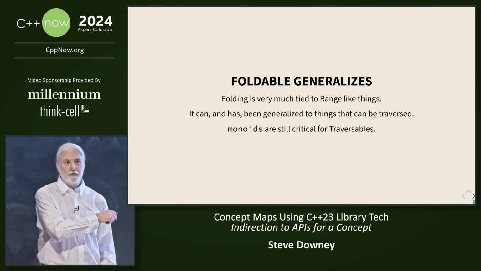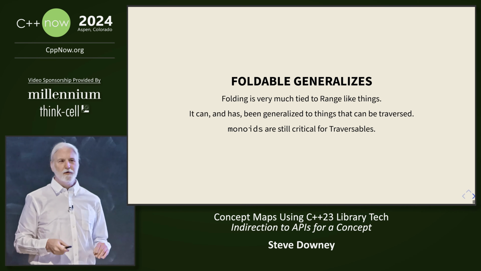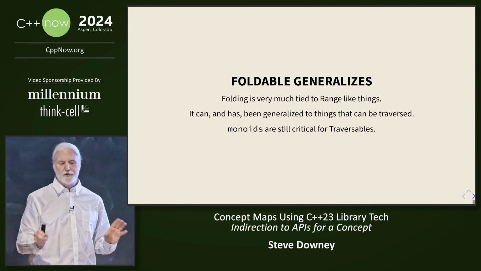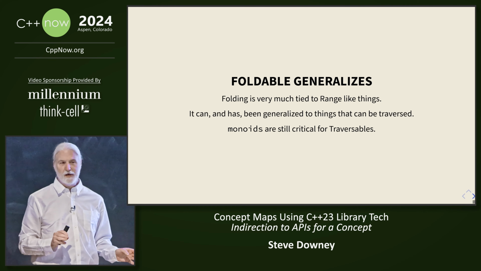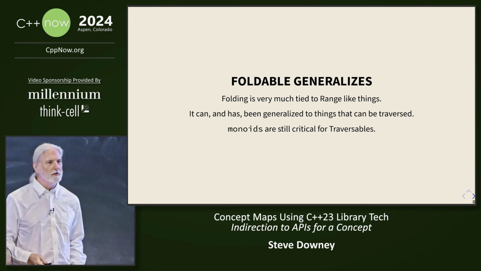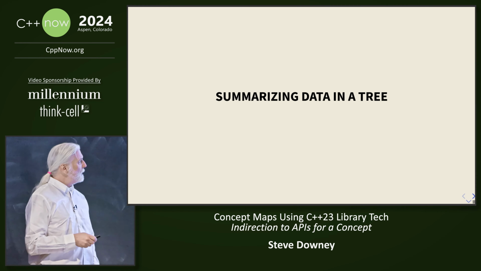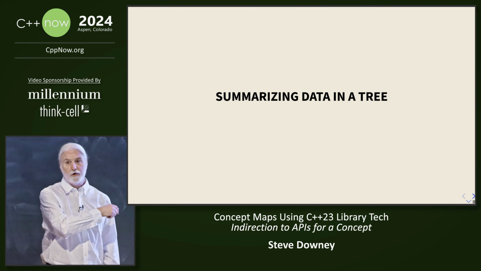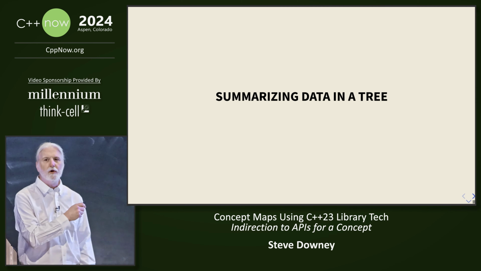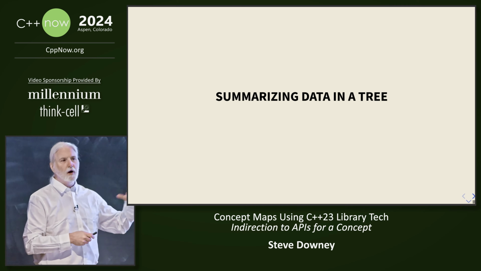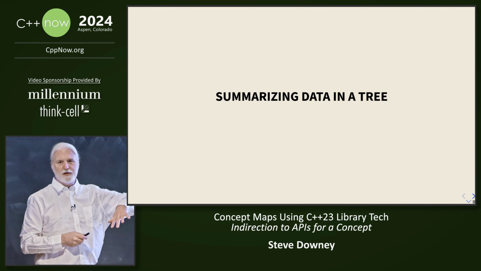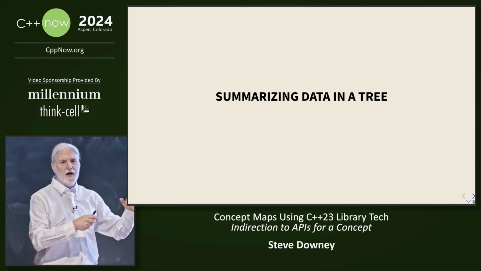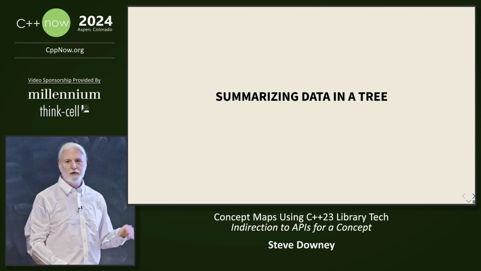Monoids are still critical for that because that's what gives you the property that I don't care so much which way I order these things, they're the same. What's useful for a monoid is providing a summary for the data in a tree. You can use a tree to provide indexed access or search access or priority queue access into some range that's sitting there.